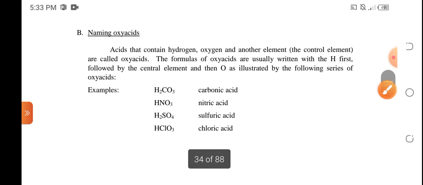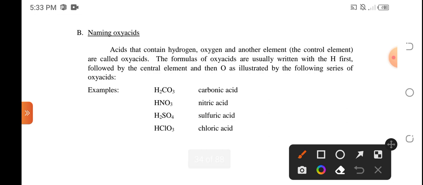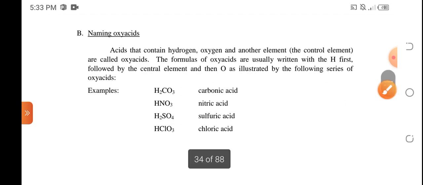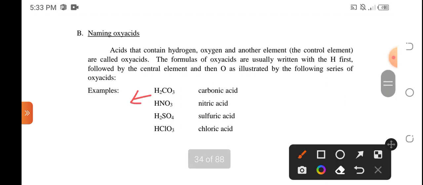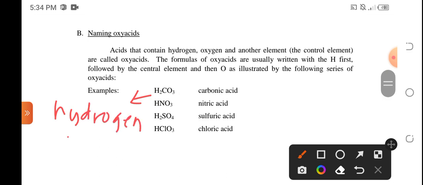Now, how about for naming of oxyacid? Okay? So we have here, pag oxyacid naman ng sinabi, meron ng oxygen na kasama. Hindi na siya binary. Okay? So, tatlong element na sila dito. Ito, may H2CO3. Okay? So, ang pangalan kasi ng kasama ni hydrogen, this one could be named as hydrogen carbonate. Okay? But that is not an acid's name.